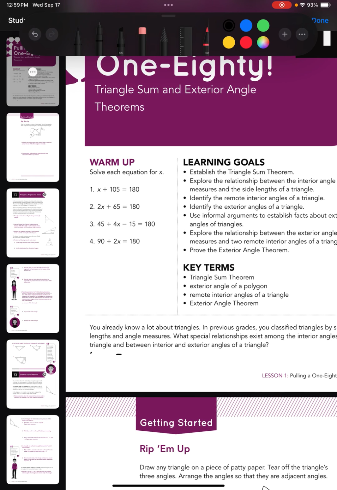All right, moving into our next unit. Starting off here looking at triangle sum and exterior angle theorems. Warm up, just solving for x. Now you'll notice all of these equations are set equal to 180, which is going to be a key here coming up in a minute.